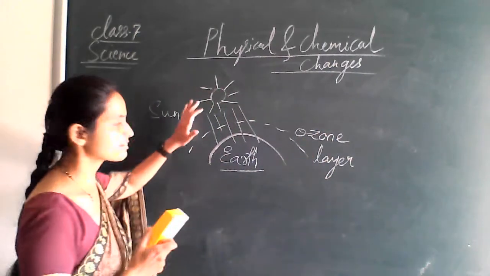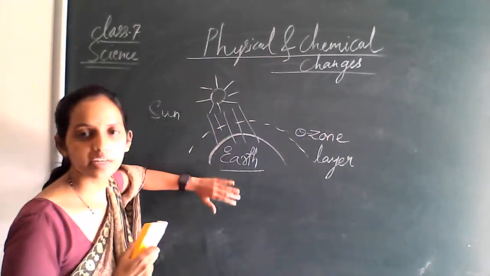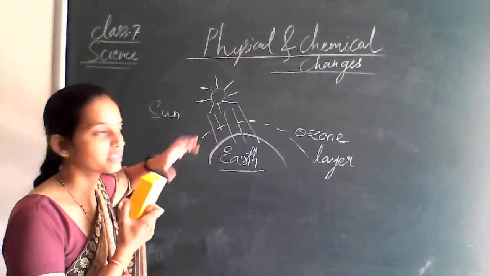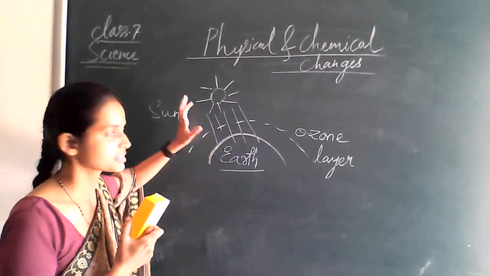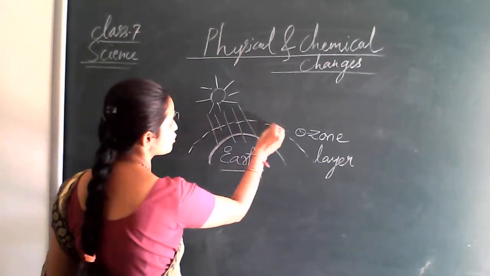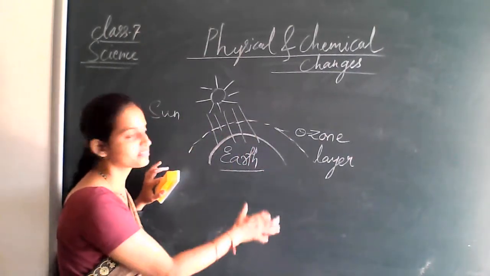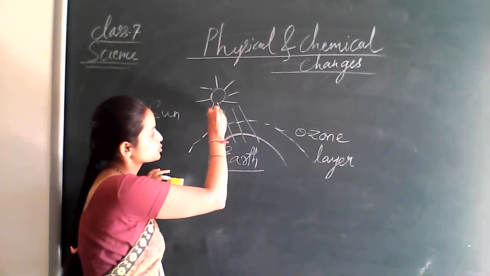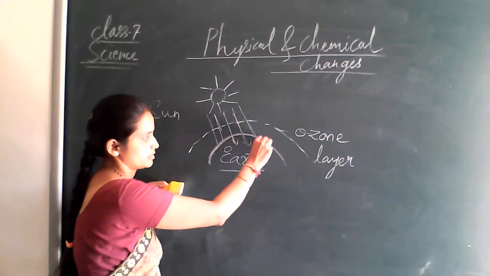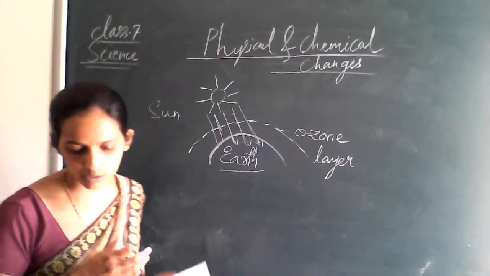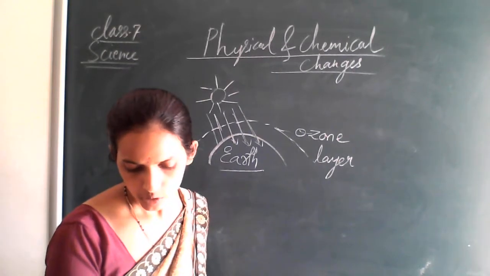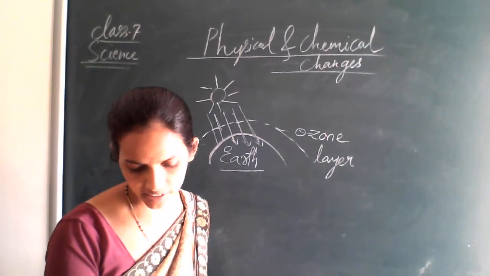So the direct rays of the sun are very harmful. We are not directly absorbing the rays of the sunlight. The ozone acts as a protective covering, right? Otherwise, what happens if direct sunlight falls on our earth? It can cause harm, because it would reach the earth's surface.